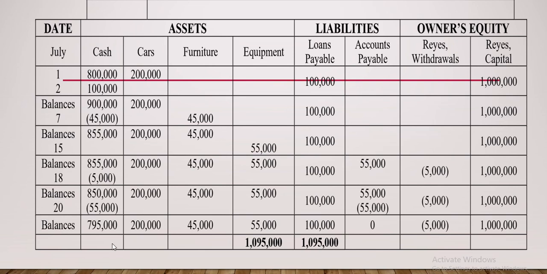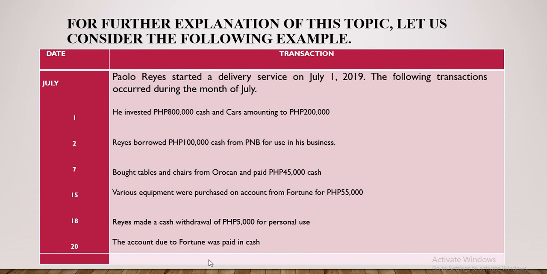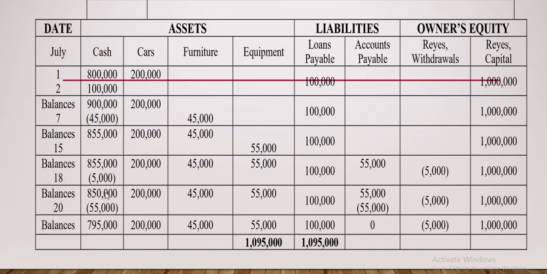So, hanggang 55,000 na lang yung pera niya. Yung cars niya, same amount kasi wala namang nadagdag sa cars niya. Yung furniture niya ay 45,000 pa rin, and then equipment is 55,000. Saan to galing? 55,000 on account from Fortune, various equipment. So, ito yung 55,000 furniture. Ito yung 5,000 is the withdrawal.